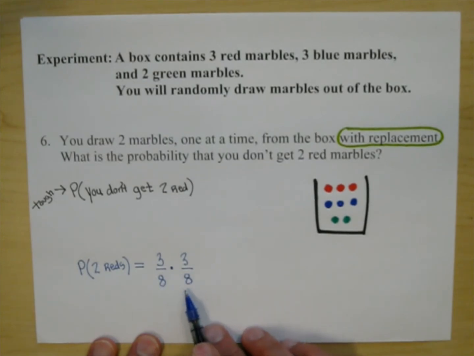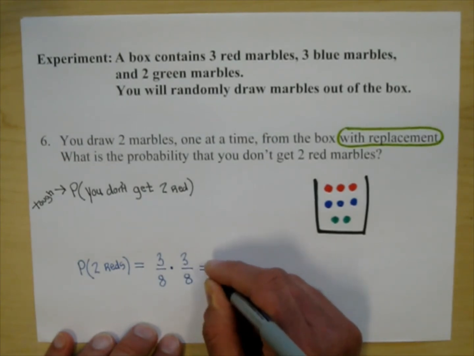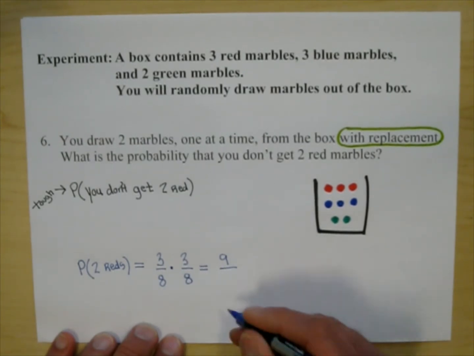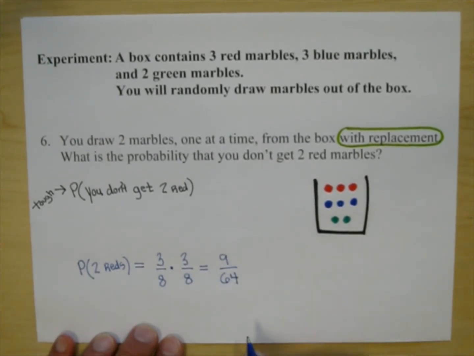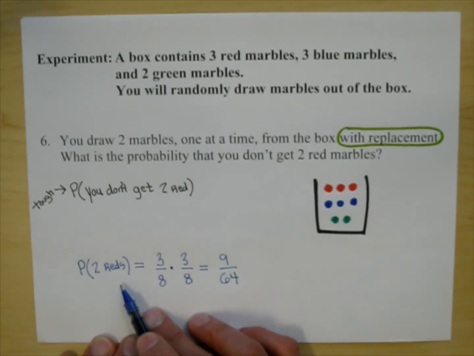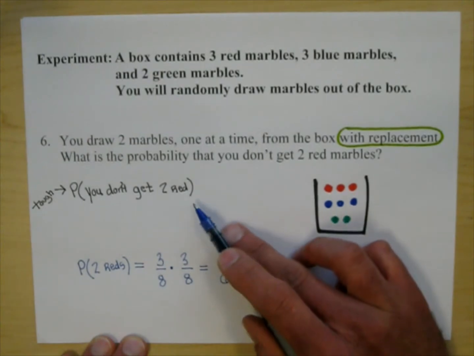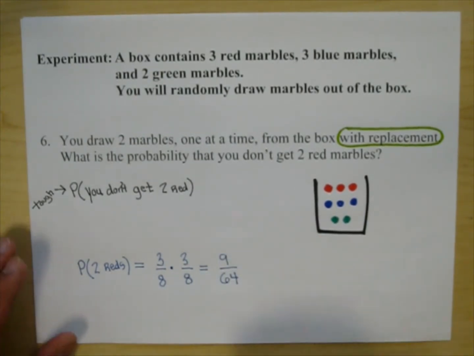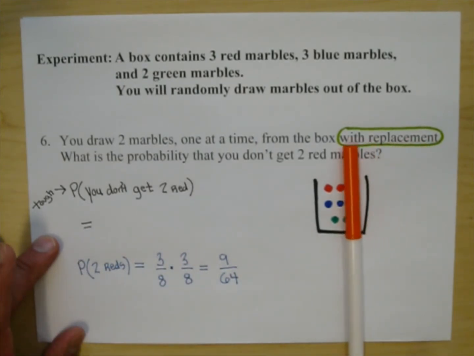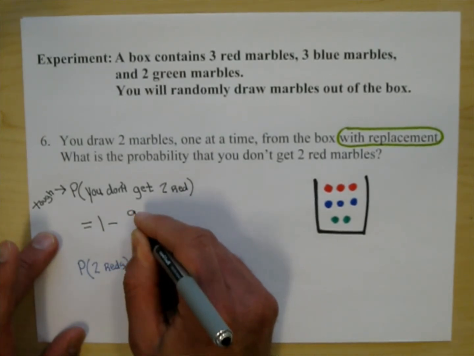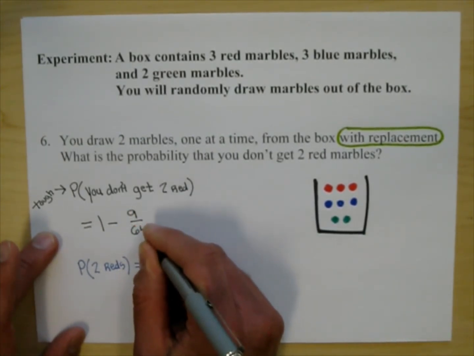Can we reduce anything before we multiply that together? And the answer is no. 3 does not cancel with the 8. So we're going to go ahead and multiply the tops together. 3 times 3 is 9. And the bottoms, 8 times 8 is 64. Okay, 9 over 64 happens to be this probability. So now we're going to find the complementary probability and get our original answer. So that's what I'm going to do. I'll write it underneath here. Whoa, what are you doing, orange? I'm going to go ahead and go 1 minus this probability, 9 over 64.